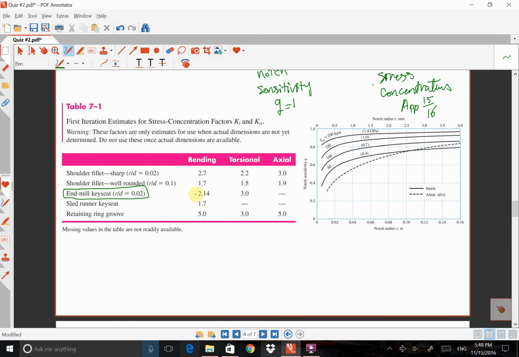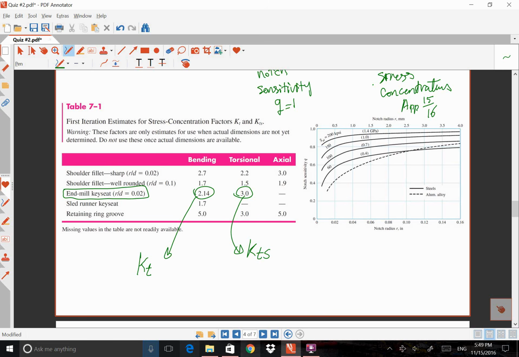So I can read these two or any numbers that are here. In this case, I don't have any number for axial. I don't have any axial force, so I don't need that one. But this is KT, and this one is KTS for the shear, and just for the normal or for bending.